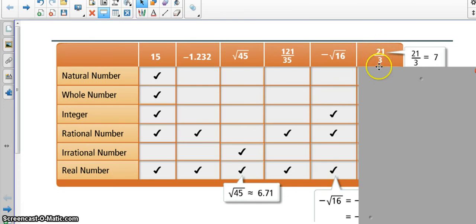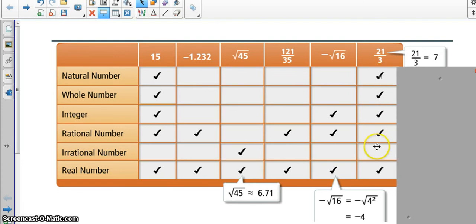And then the last one, 21 divided by 3, or 21 thirds, that is equal to 7. So even though it's written as a fraction, which we think is rational, you need to simplify it first, and since it's 7, that is what kind of number? You should be thinking natural, or a counting number, so it falls into every category except for irrational.